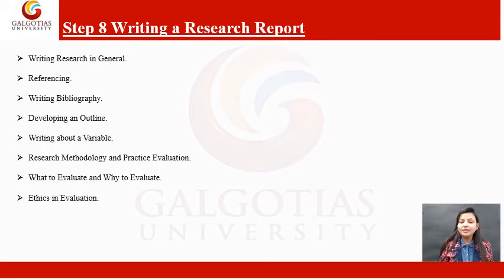In step 8, finally, we will write a research report, write research in a journal, referencing, bibliography, developing an outline, writing about variables, research methodology, ethics, and all. Referencing is very important, and bibliography is very important. Referencing means your work is not plagiarized, you don't copy other works. So when you take some definitions or other things from someone's document, please reference them. After this, you will write a research proposal, research report.